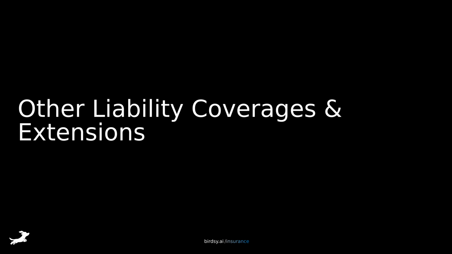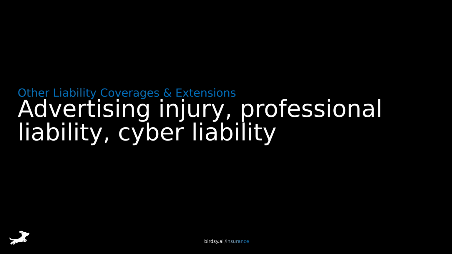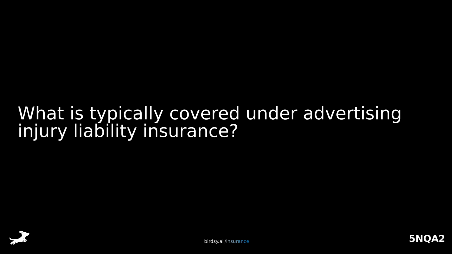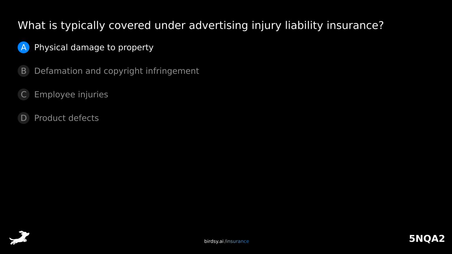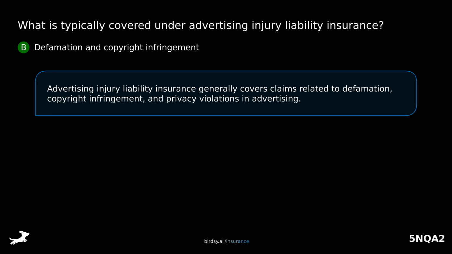Other liability coverages and extensions: advertising injury, professional liability, cyber liability. What is typically covered under advertising injury liability insurance? Is it A, physical damage to property, B, defamation and copyright infringement, C, employee injuries, or D, product defects? The answer is B, defamation and copyright infringement. Advertising injury liability insurance generally covers claims related to defamation, copyright infringement, and privacy violations in advertising.